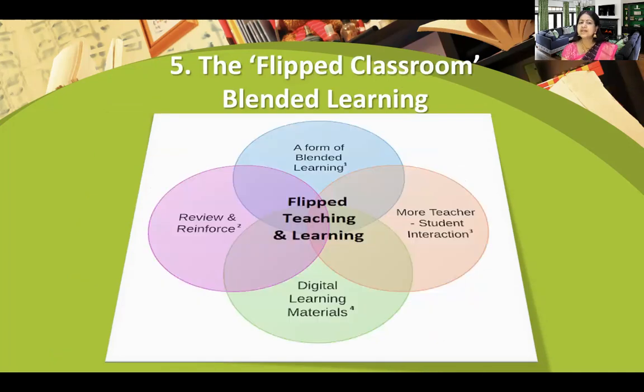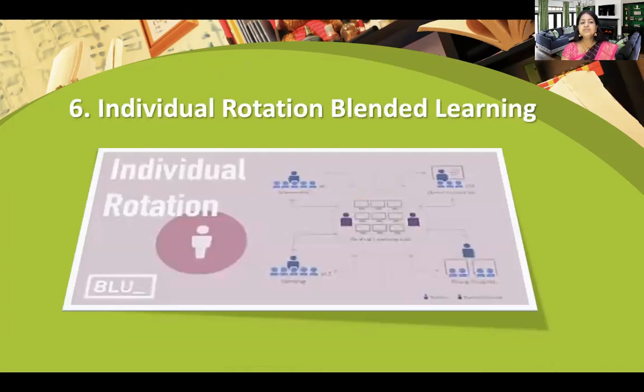Next comes the flipped classroom blended learning. Perhaps the most widely known version of blended classroom, a flipped classroom is one where students are introduced to content at home and practice working through it at school, supported by a teacher or peers. In this way, the traditional roles for each space are flipped. It is very similar to the remote blended learning. And then comes the individual rotation blended learning.